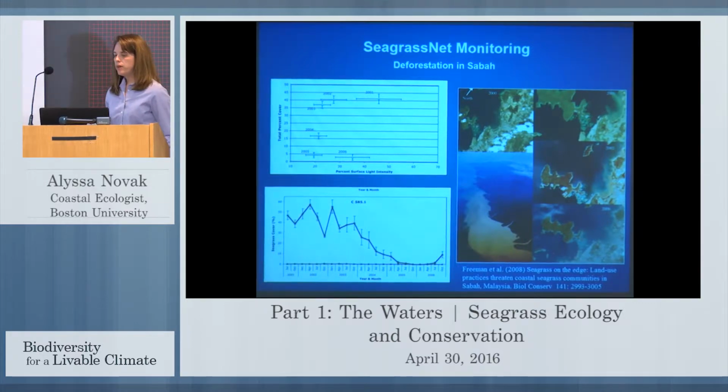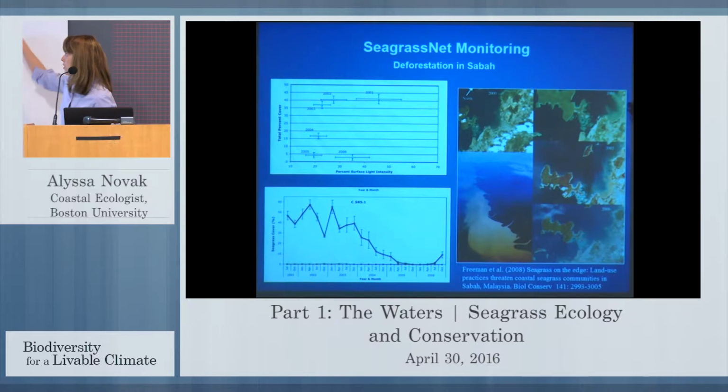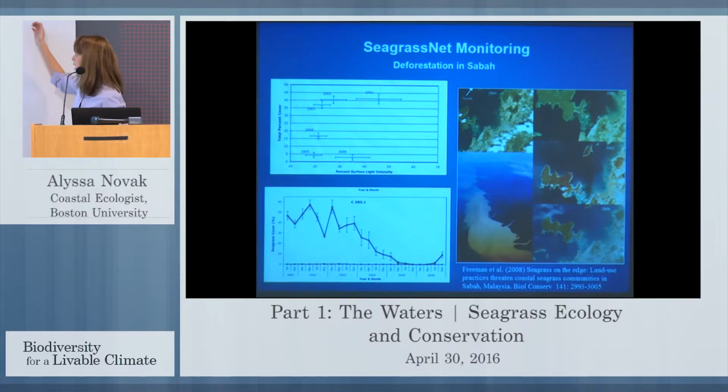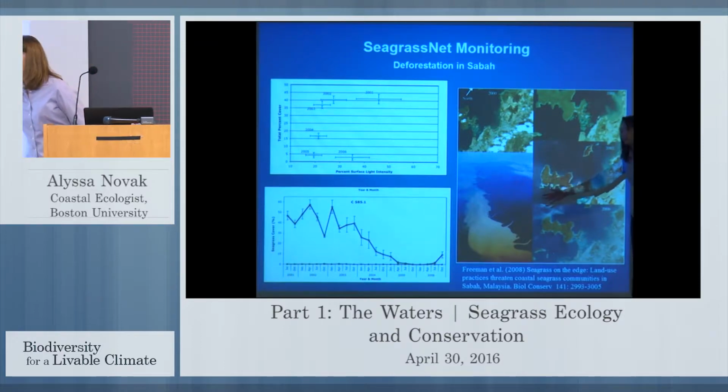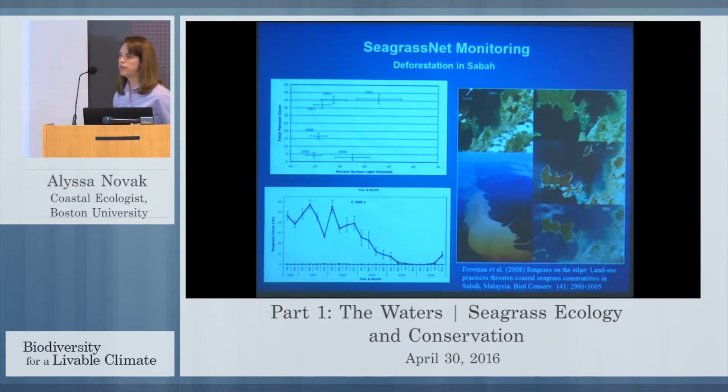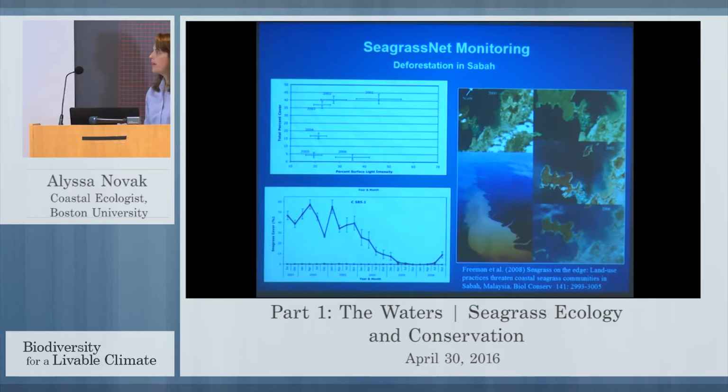So what we did was we started looking at aerial photographs and remote sensing imagery, and what we found was that they were developing the coastline, they were removing trees, and as they were doing so, there was a lot of erosion, and they were getting these massive plumes that were going out over 60 miles to our seagrass bed, causing it to decline and disappear during that time frame.